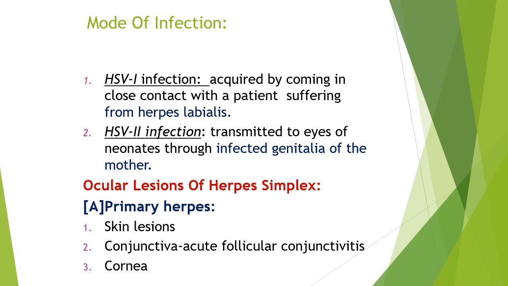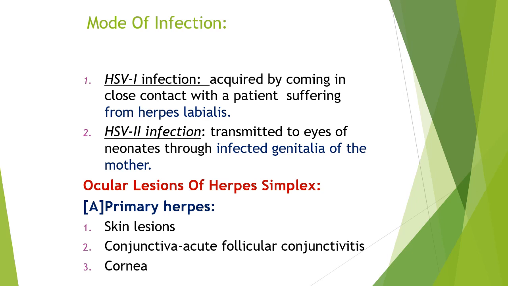HSV1 is transmitted by the person coming in contact with a patient already suffering from herpes labialis or any sort of herpes infection. How the patient presents to you: it may be a primary infection, that is a first-time infection, or the infection has occurred before and there is a recurrence. In the primary infection, the patient may present with skin lesions, or the conjunctiva and the cornea are involved.